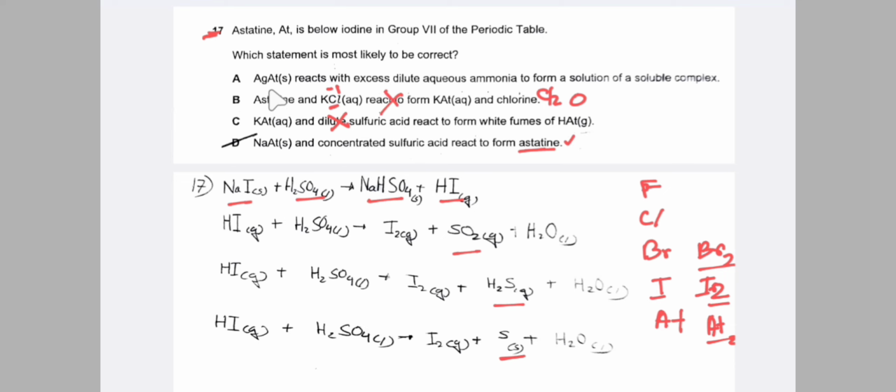If it is chlorine that displaces astatine, then it would be correct because a more reactive halogen can displace a less reactive halogen from a salt solution. Astatine is the less reactive halogen, so it cannot displace a more reactive halogen from a salt solution. That's why it is wrong. Then silver acetate reacts with dilute aqueous ammonia to form a soluble complex. So silver acetate solid reacts with dilute aqueous ammonia. We cannot confirm this statement fully because this type of question is not in the syllabus for AS level.